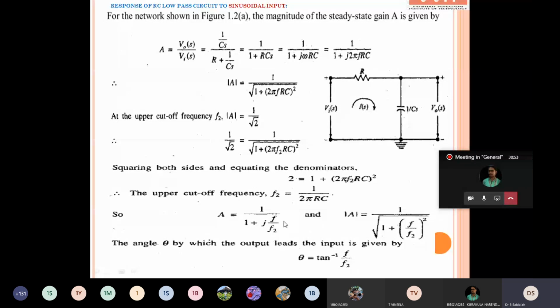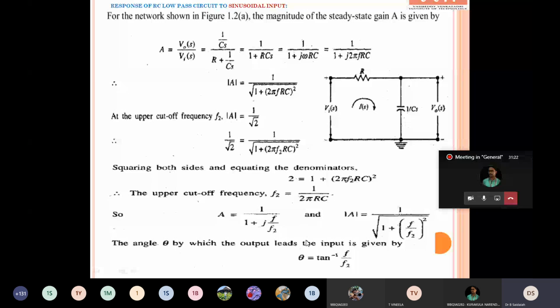What is the imaginary part here? x plus iy, y by x. So y is f by f2, divided by 1. So theta equal to tan inverse of f by f2. But here is one important question. 1 by x plus iy is a complex number, which can be written as 1 by r into e power j theta in the polar form. So 1 by r into e power j theta.